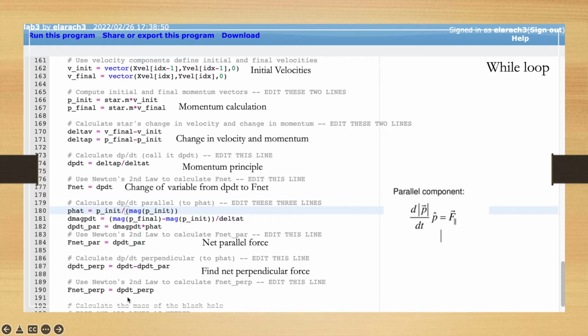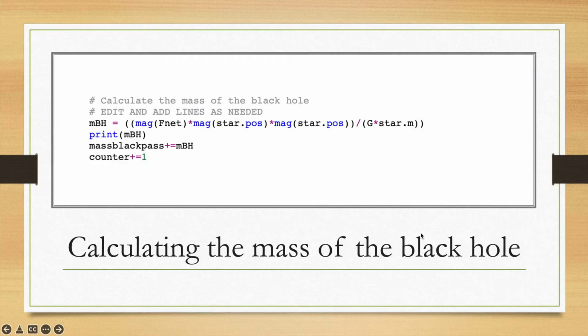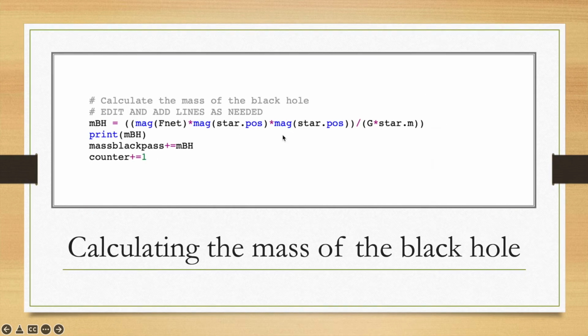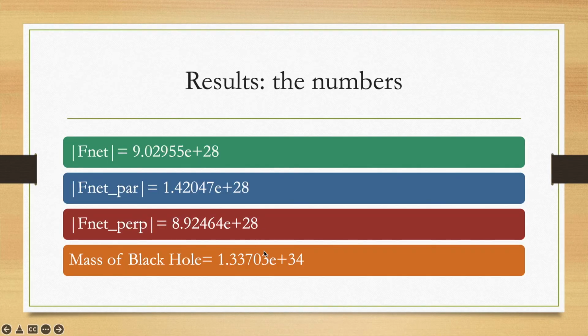And now that we have both components of the momentum, we can calculate the perpendicular force, which is dp/dt perpendicular. We here have the equation to calculate the parallel component, which is delta of the magnitude of the momentum divided by delta t times p hat, which would be just the unit vector of p. To calculate the mass of the black hole, we simply use the equation that I showed before in this slide, and we got that the mass of the black hole was 1.337 times 10 to the 34, and we also got F net parallel and F net perpendicular.